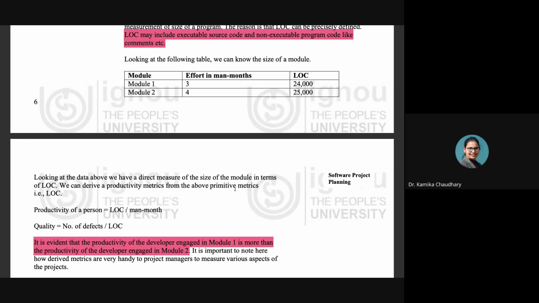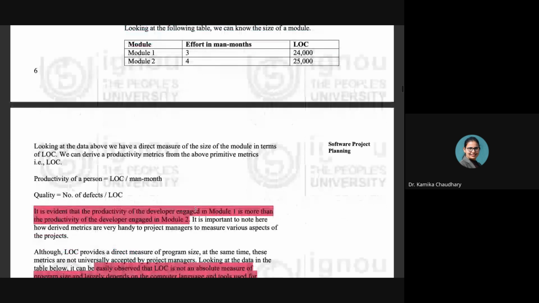something as our answer. So it is evident that the productivity of the developer engaged in module 1 is more compared to the productivity of the developer engaged in module 2. This is how we calculate the productivity of the persons engaged in the development of module 1 and module 2. By using this formula, lines of code divided by man month, we are able to calculate exactly how much productivity is being given by the module 1 people and the module 2 people, and then we can make a comparison, obviously.